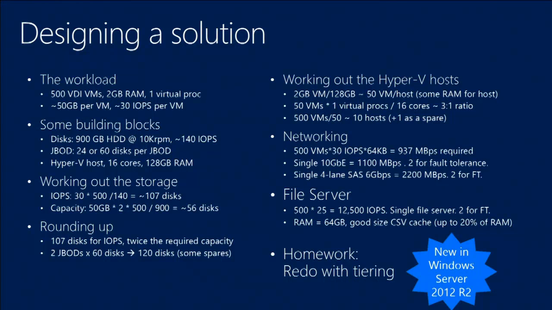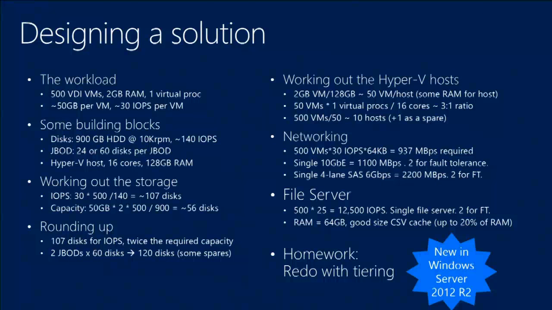On the networking side, I have 50 VMs, 30 IOPS, 64K. That is a total of 937 megabytes per second, okay? Now, that I can get out of a single 10 gig NIC, because a single 10 gig NIC is 1.1 gigabytes, or 1,100 megabytes a second. But I always want 2 for fault tolerance, so I have enough room to breathe there, even when there's failures, right? And then a single SAS adapter with 4 lanes will give me more than enough than what I need. So this is a very balanced system.